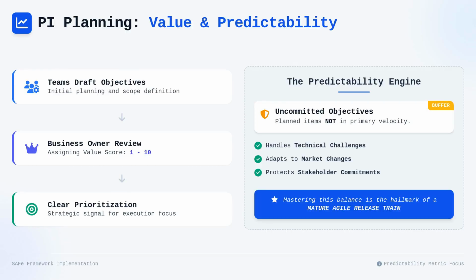Predictability is a key metric within SAFe, and the strategic use of uncommitted objectives is exactly how mature trains maintain that indicator over time. It allows teams to be ambitious while simultaneously protecting the integrity of their commitment to the stakeholders. This nuance is precisely what we look for when discussing the maturity of an agile release train.